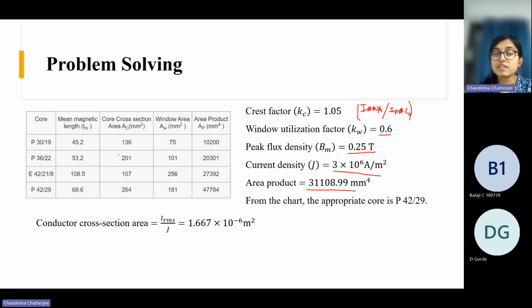From this chart, if you see, only this core satisfies this. Only its area product is 47,784. Otherwise, all these are lesser than this value. So we have taken this core. This is a pot core, 42 by 29, so this core we can use. And what will be the required conductor cross section area? That will be I RMS by J. So this will be the required conductor cross sectional area.